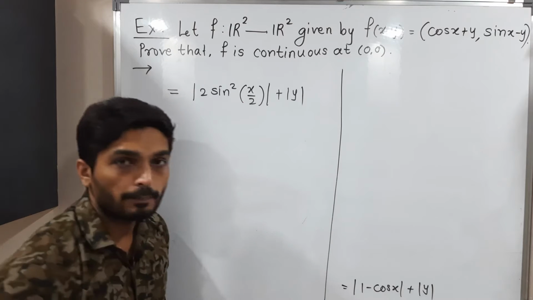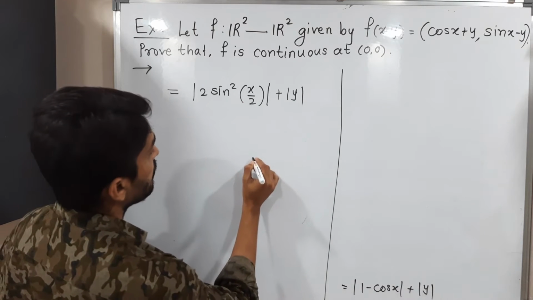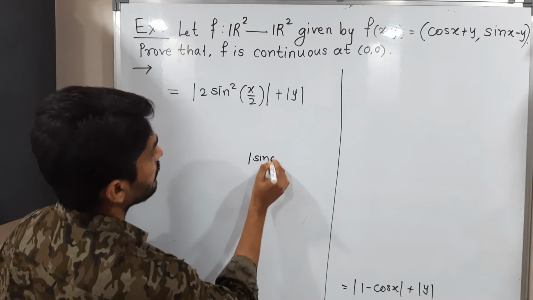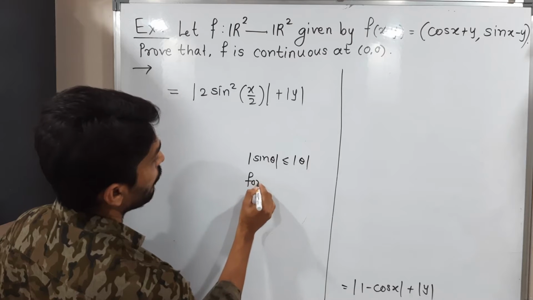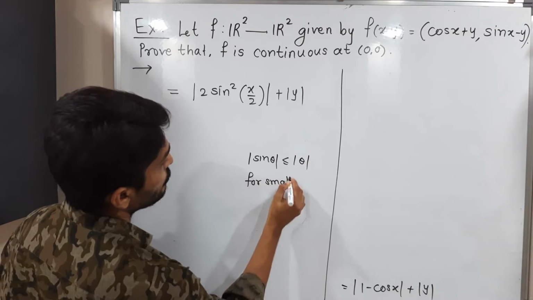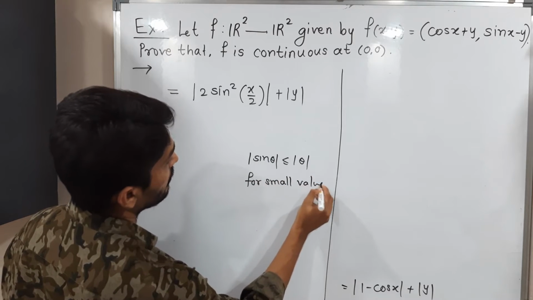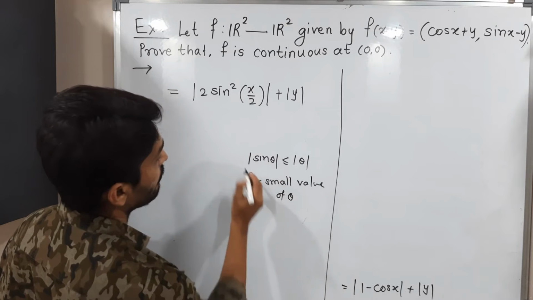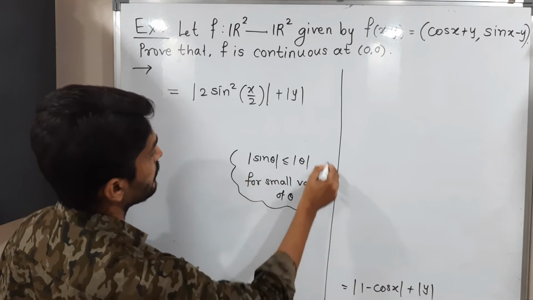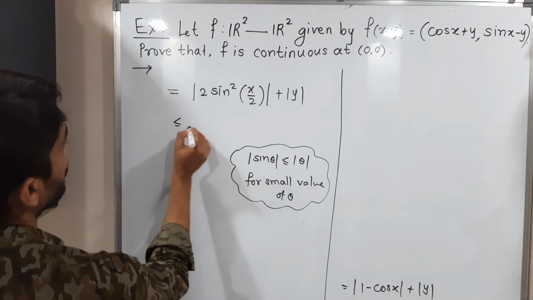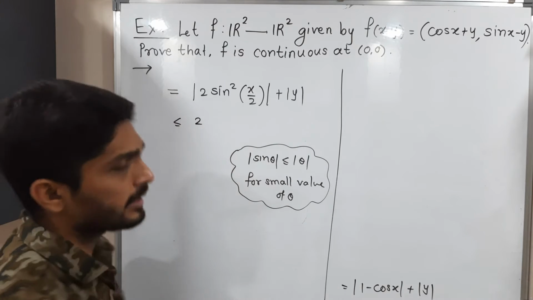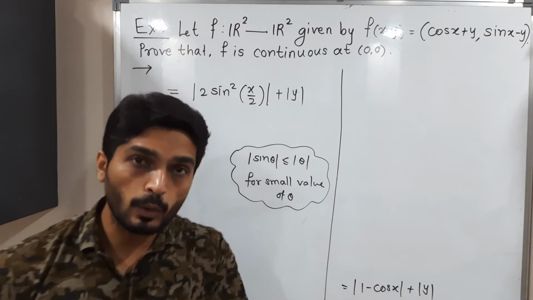See, but there is a very important thing: mod sine theta is less than or equal to mod theta for small values of theta. Okay, small value of theta. So therefore, see, what can I write here? Therefore I can write, this is less than or equal to its constants, and it is positive, so it will come outside the mod.